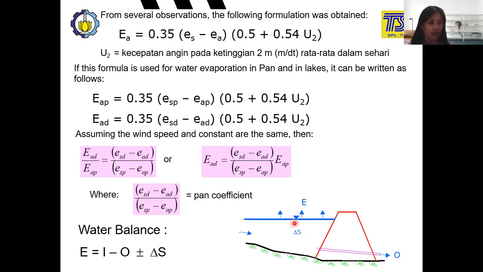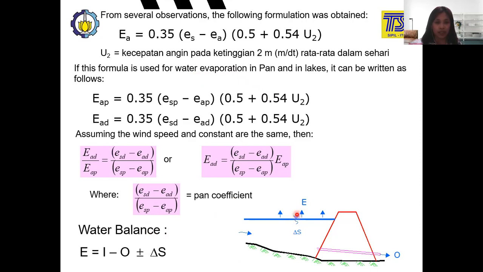Like we have an evaporation pan located in the ground. The coefficient is different from the evaporation pan located inside the ground or above the water surface, because it is the comparison between the actual evaporation and the evaporation that happens in the pan.